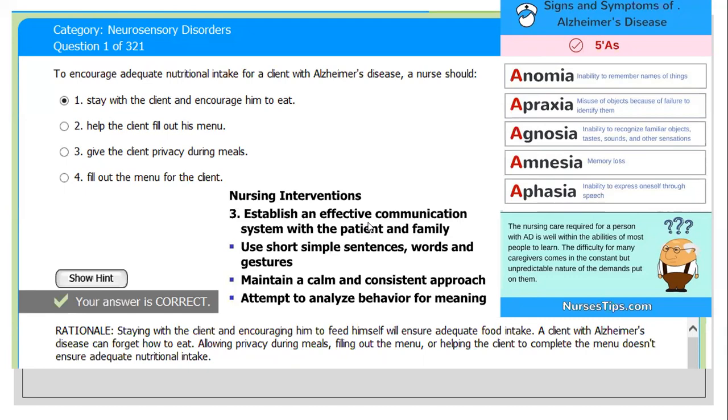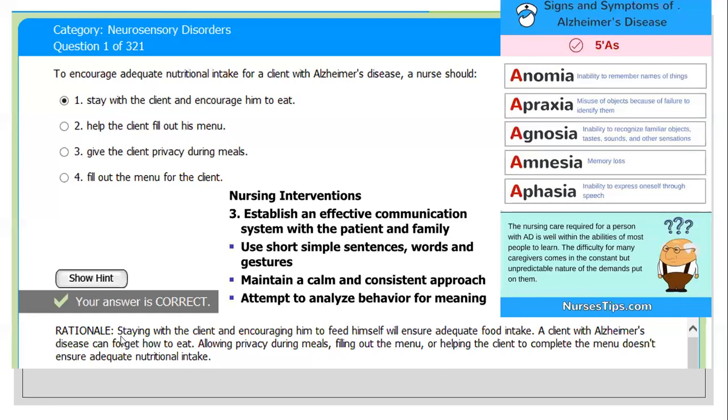So what are the effective communication strategies with the patient and family? Use short, simple sentences or words and gestures. Maintain a calm and constant approach. Attempt to analyze behavior for its meaning. So we have to follow therapeutic communication with the patient.